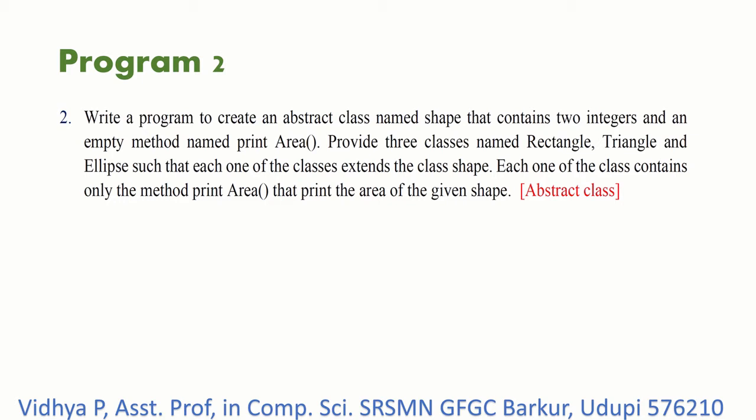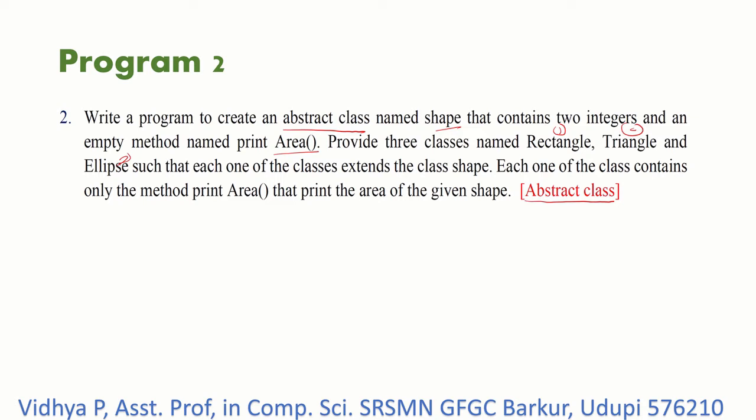Program 2. Write a program to create an abstract class named shape that contains two integers and an empty method named print area. Provide three classes named rectangle, triangle and ellipse such that each one of these classes extends the class shape. Each one of the classes contains only the method print area that prints the area of the given shape. Use abstract class. This is a very good example for an abstract class.